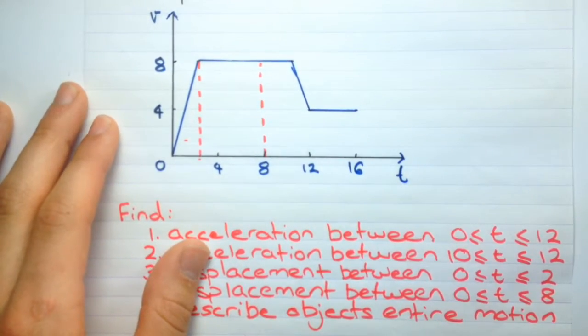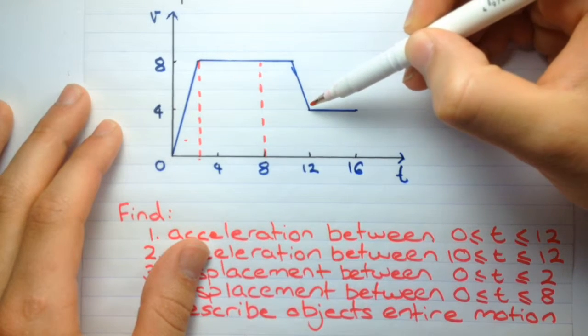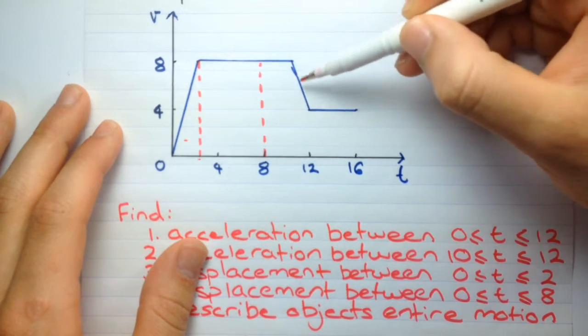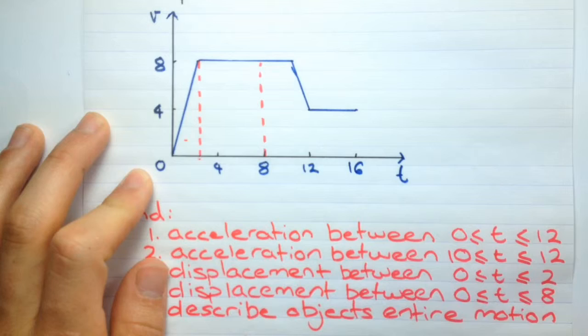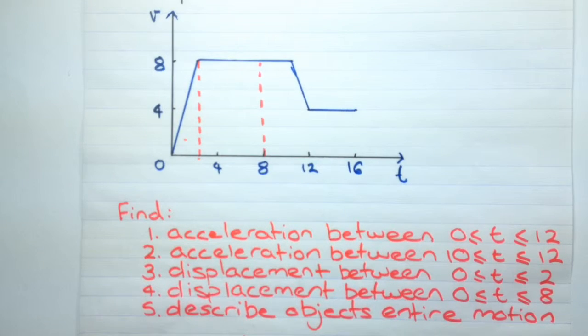Now that is a really important point, that even though this slope is going down, the body is still moving away from the origin. Alright? And the last one, describe the object's entire motion. Now we're not going to write that, we're going to talk through that.